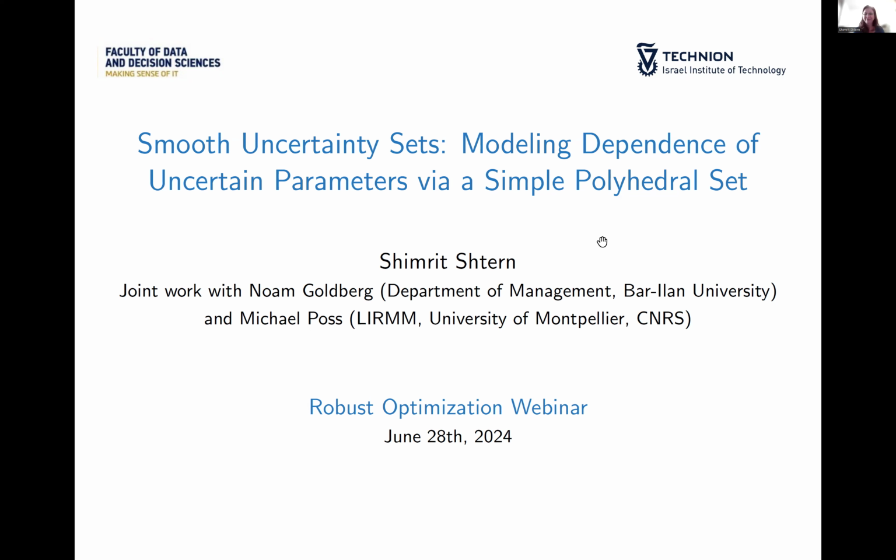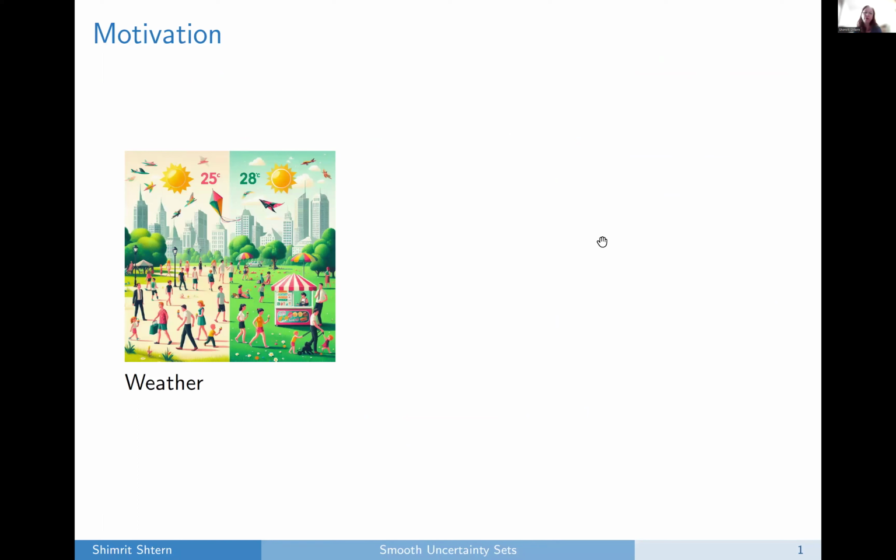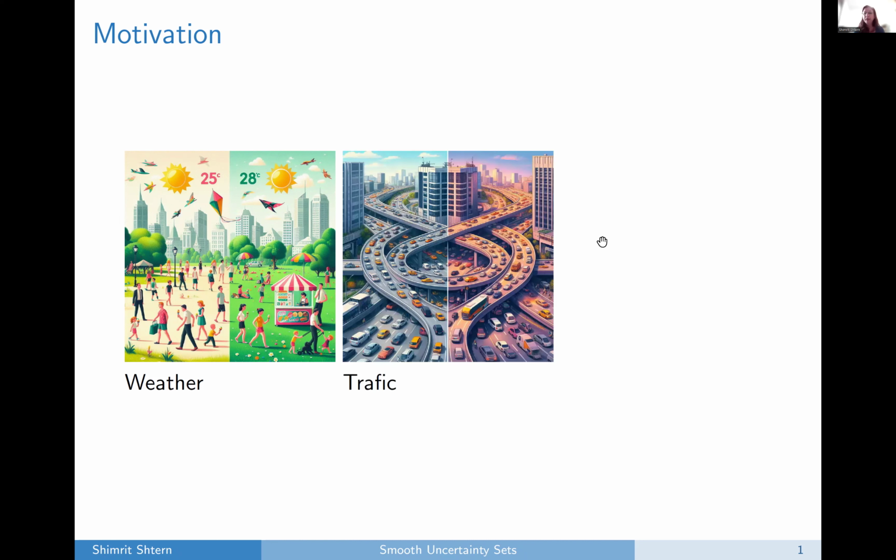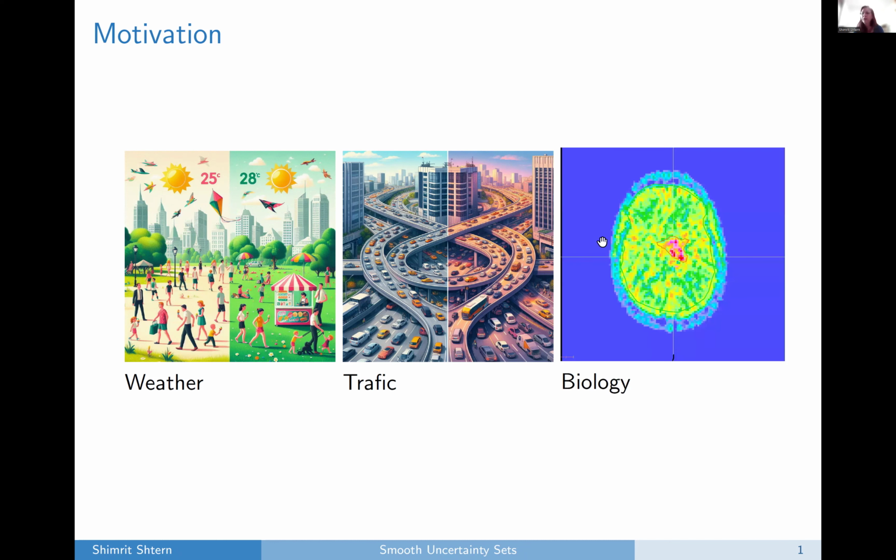Just a bit of motivation. We can look at two different cities at the same time of day, and we would imagine that if the cities are close together, the temperature would be similar. Or we could look at a certain road at sequential hours in the day, and we would assume that the traffic congestion would not be too much different from each other. Or we can look at a biological condition in the brain. Here we have a biomarker indicating the levels of oxygen in the brain, and the red part is the tumor. First we would assume that the oxygen levels would not differ too much if you move slightly inside the brain.